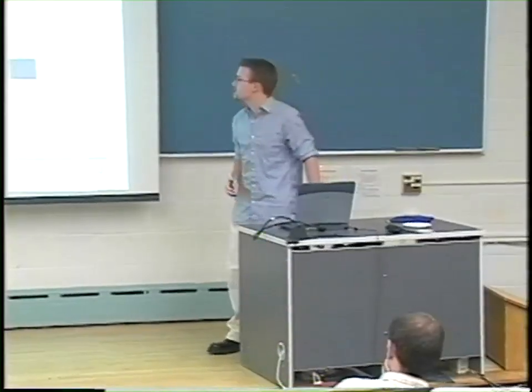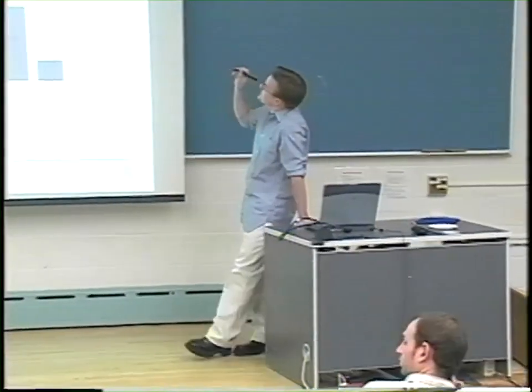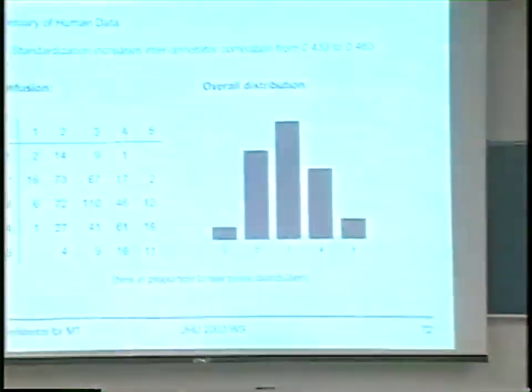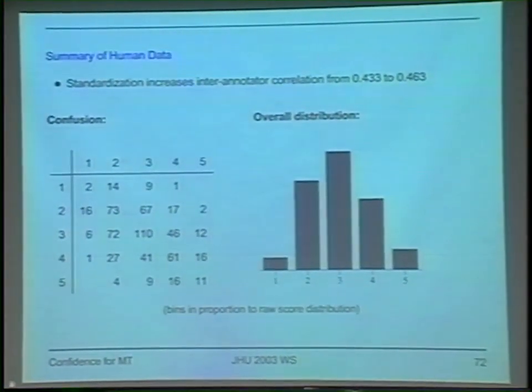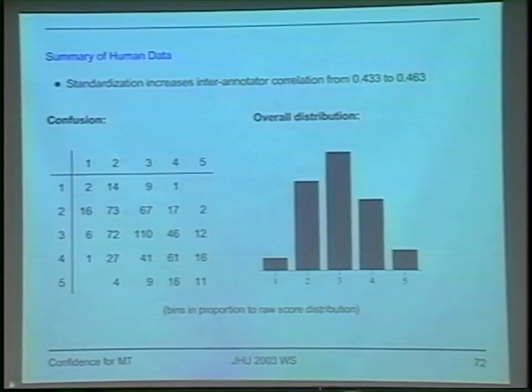So to summarize the data we gathered, first of all, standardization did increase the correlation from 0.43 to 0.46. And before y'all say that's really low correlation, wait till you see the other ones. The confusion matrix, certainly there's correlation going on. It's not terribly tight, but we'll see.